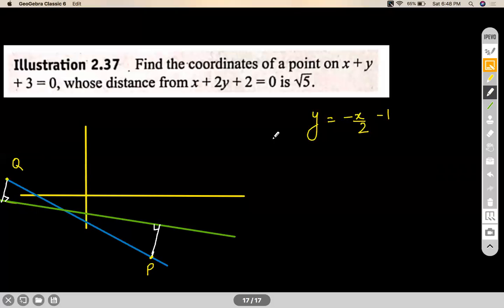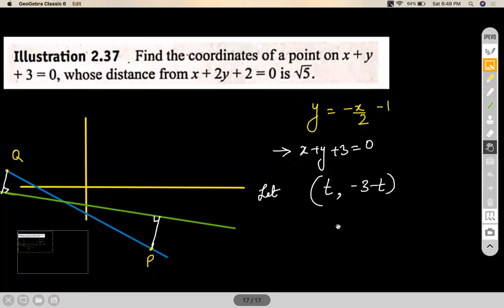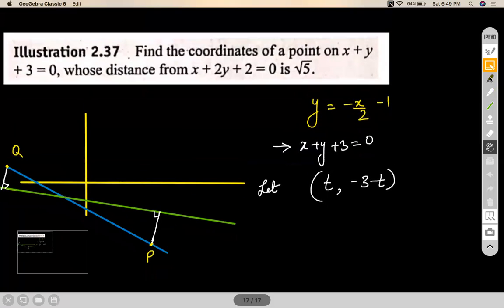Now, how do I solve this question? Here comes a very important methodology to solve this question. If you want to assume a point on x plus y plus 3 equal to 0, assume the point to be t, comma, minus 3 minus t. See, if you eliminate the t, you'll automatically end up getting this line. So if you take your x as t, y automatically becomes minus 3 minus t. So I'll say let the point be this. Now I should get 2 values of t from here as per my rough estimation.